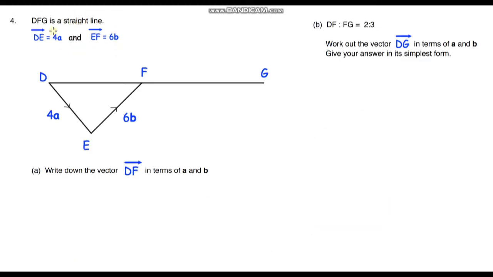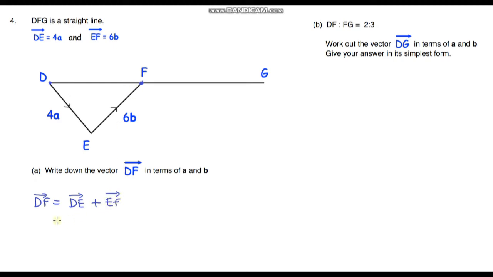Question 4, DFG is a straight line. We're told that DE is 4A, the vector DE over here is 4A, and the vector EF, which is this vector, is 6B. Write down the vector DF in terms of A and B. So DF, we're starting here and we are finishing here. So let's write this down, vector DF. Well, DF is the same as the vector DE plus the vector EF.